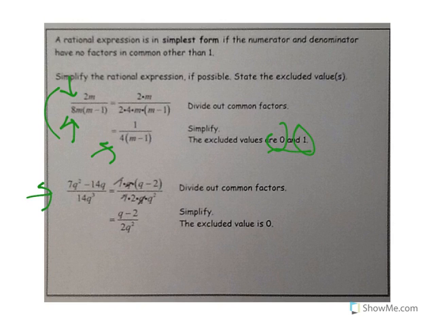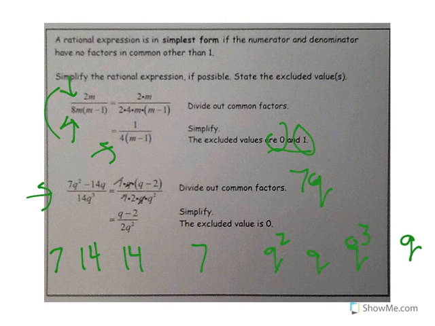So here, same sort of idea. I'm going to figure out what is common to everything. And really it's just, well, what's common to 7, 14, and 14? Well, the number 7 is. And then what's common to q squared, q, and q cubed? Well, q is common to all of this. So I'm going to divide everything by 7q.